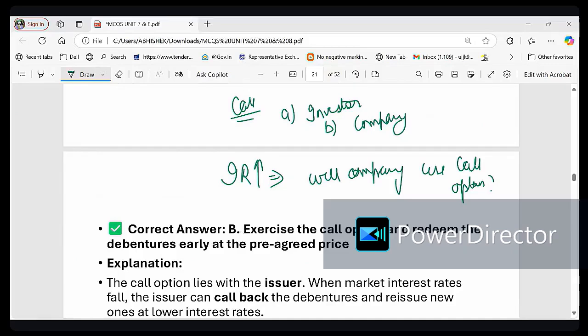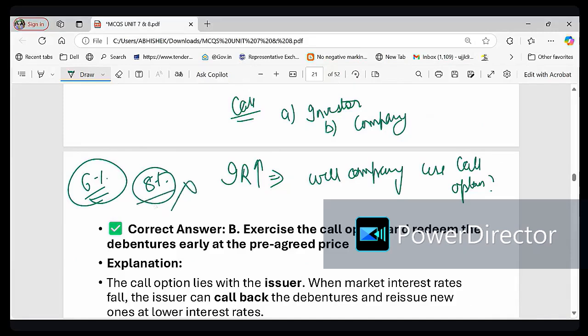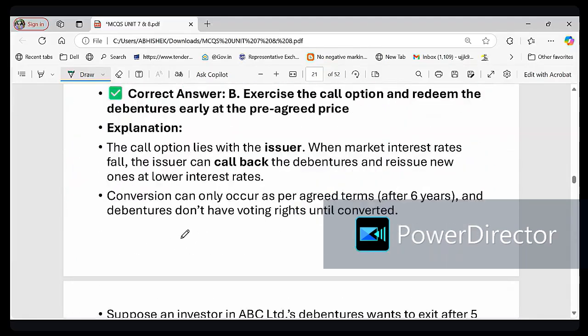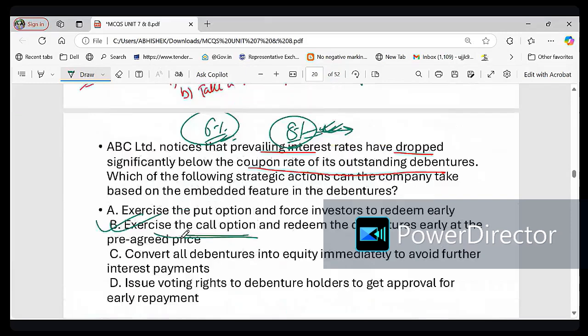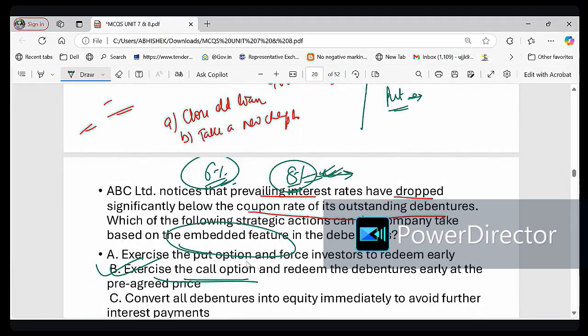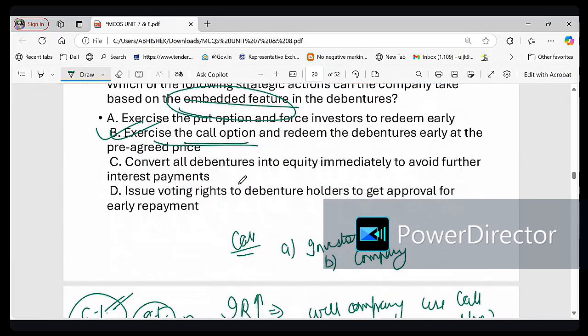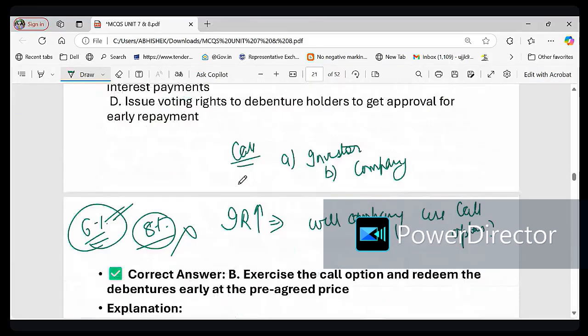Try to understand the logic. Suppose the debenture coupon rate is 6% and the market interest rate is 8%. Why would the company exercise the call option? It will not, because it is paying 6%, which is beneficial for the company. So remember what we learned from this question: these are called debentures with embedded features. They give flexibility. If market conditions are right, the company can call back the old higher interest rate instrument, save the cost, and issue a newer one at a lower rate.